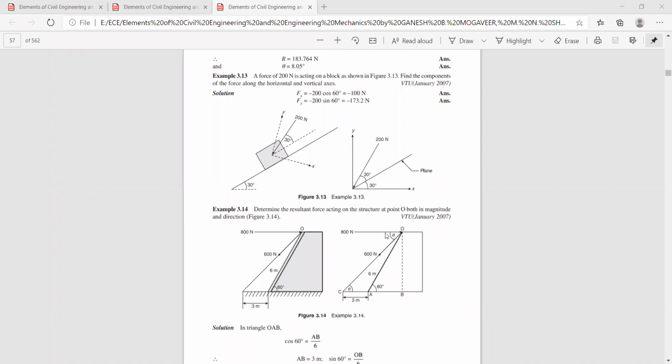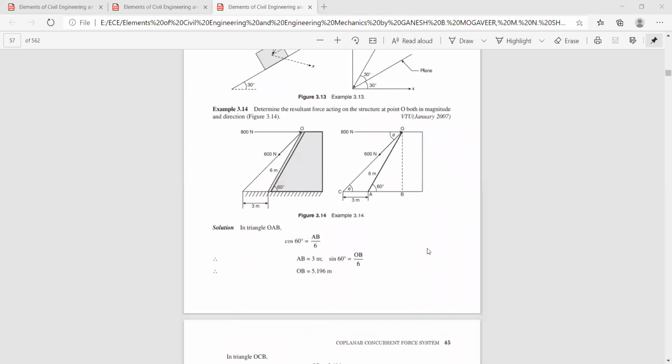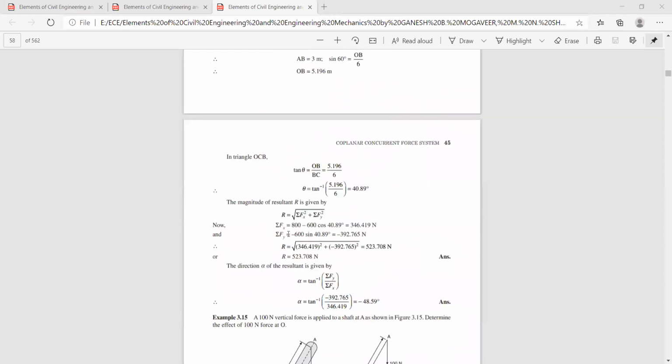So similarly, sigma f of y, since you have only this force where you have the vertical component, so sigma f of y is minus 600 sine theta, sine 40.89. So now let us check. You can see here, sigma f of x is 800 minus 600 cos 40.89. It works out to be 346.419 Newton, and sigma f of y is only the 600 Newton force which has the vertical component in the downward direction. So minus 600 sine 40.89, it works out to be minus 392.765 Newton.